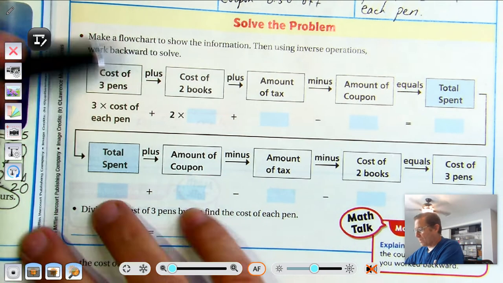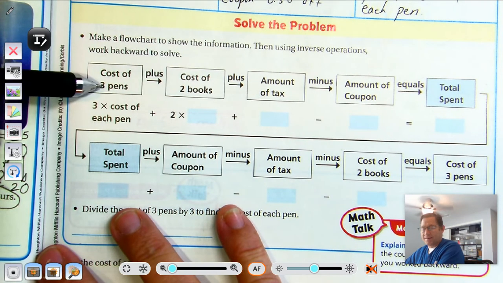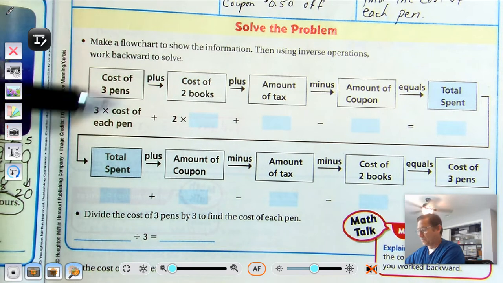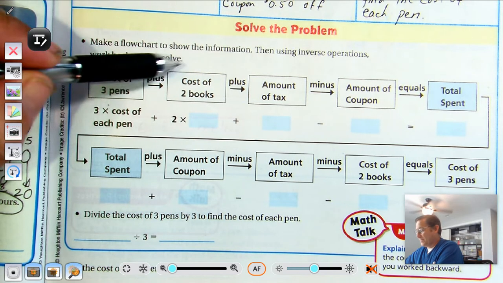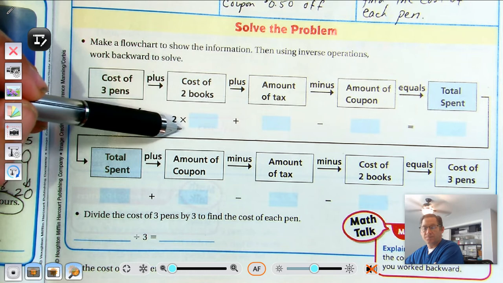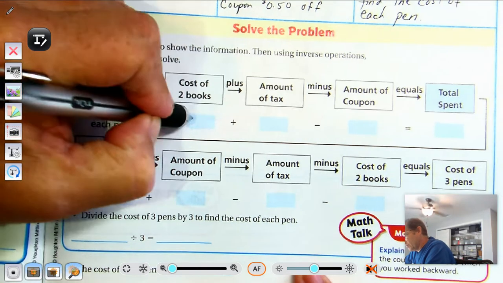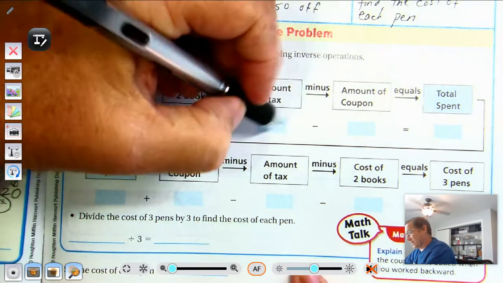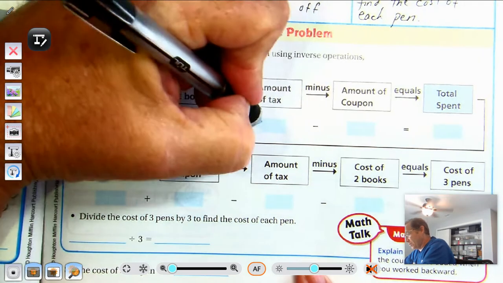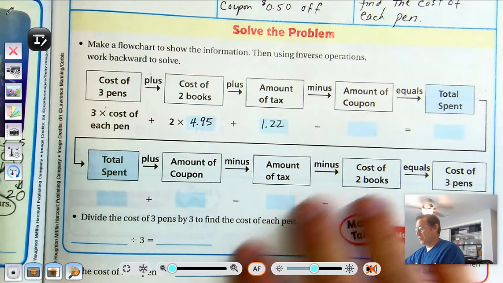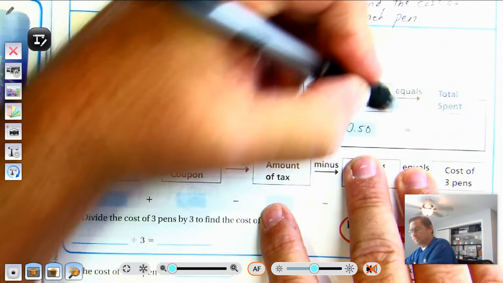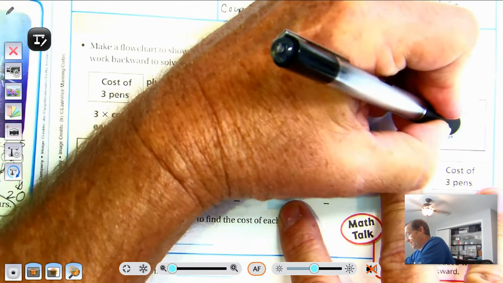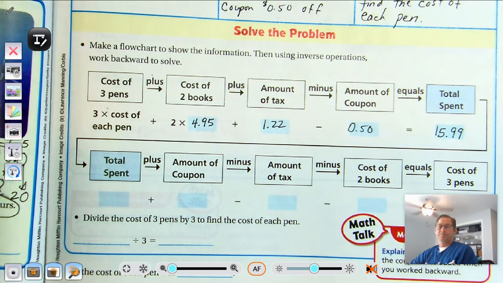Okay, so you'd have one box and we say the cost of three pens. Well, three times the cost of each pen. We don't know that yet, right? It's unknown. So the cost of three pens plus the cost of two books. So I know the books. The books are $4.95. Plus the amount of sales tax. I know the sales tax. Sales tax was $1.22. I know he took 50 cents off. And that equaled the total amount that he spent, which was $15.99.